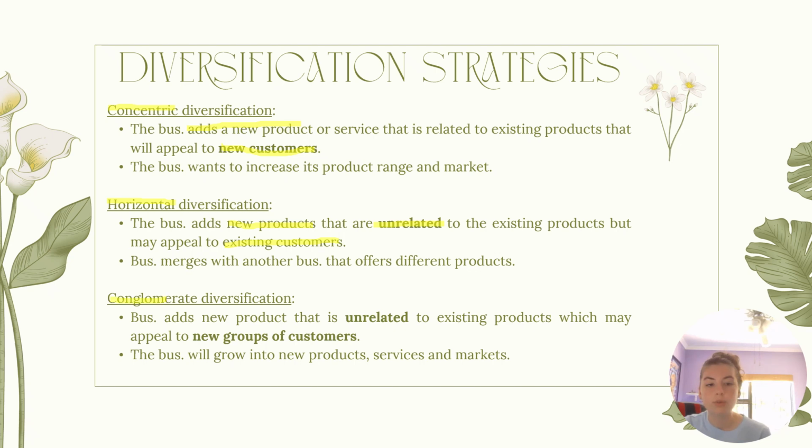And then conglomerate, if you think about a group of people that are just strangers, but they're grouped together, you think of a conglomerate, because the business adds new products that are unrelated to existing products, which may appeal to a new group of customers. So unrelated to the existing product, but it appeals to new customers. So why would a business do this? To grow into new products, services, and market. So this is just about growth.